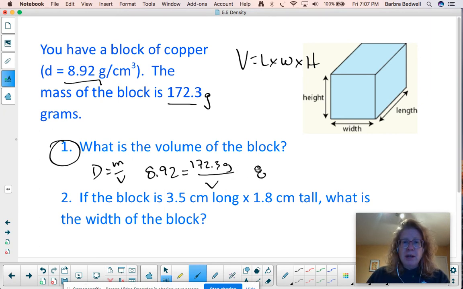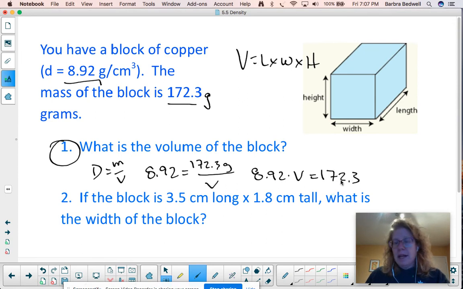So the algebra ends up looking like this: 8.92 times V equals 172.3. Again, for some reason, students like to do this one upside down. Again, what I did was I multiplied this side times V so I could get these two to cancel out, which means I have to multiply this side by V. That's what I did there. So again, 8.92 times V is 172.3. And then in order to solve for V, I have to now divide both sides by 8.92.